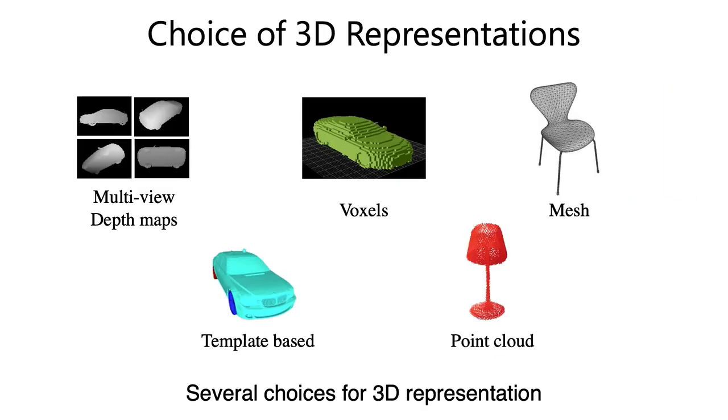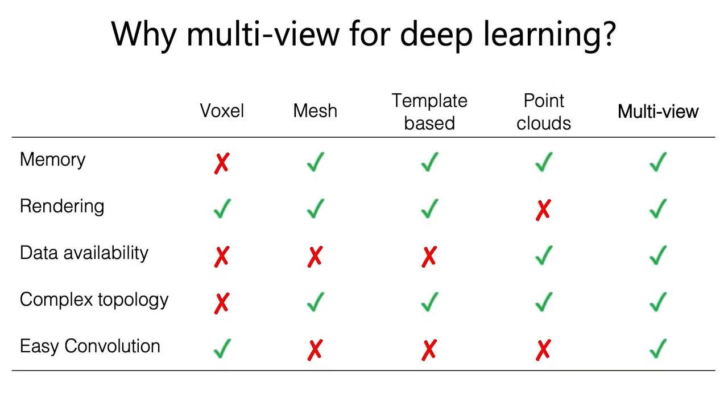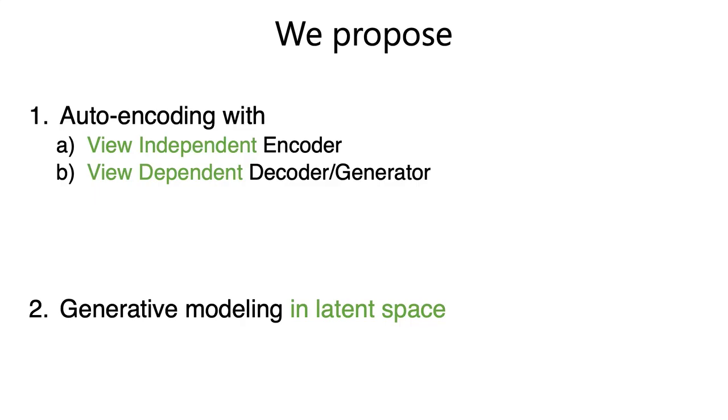In contrast to images, there is no global standard for representing 3D shapes. There are a number of representations available, each with its own pros and cons. We argue that multi-view images are better suited over their counterparts for the purpose of modeling 3D shapes using a neural network. Our framework consists of two modules that are trained separately.